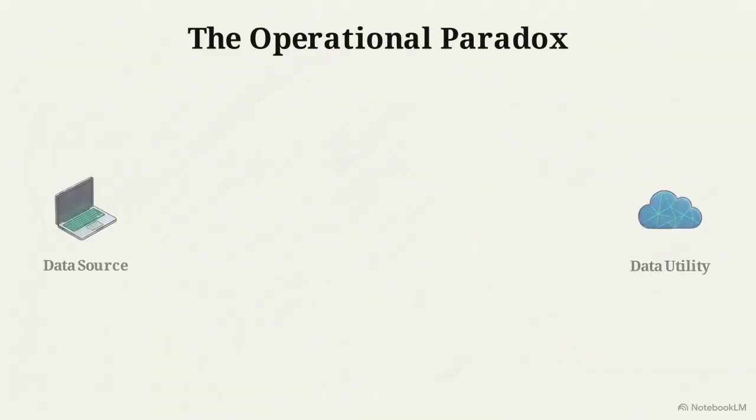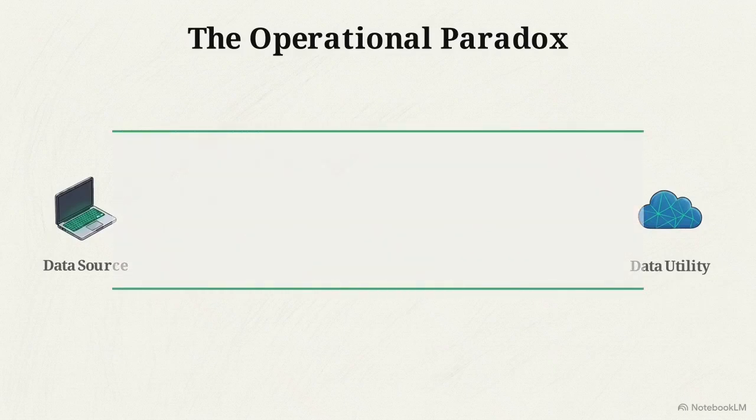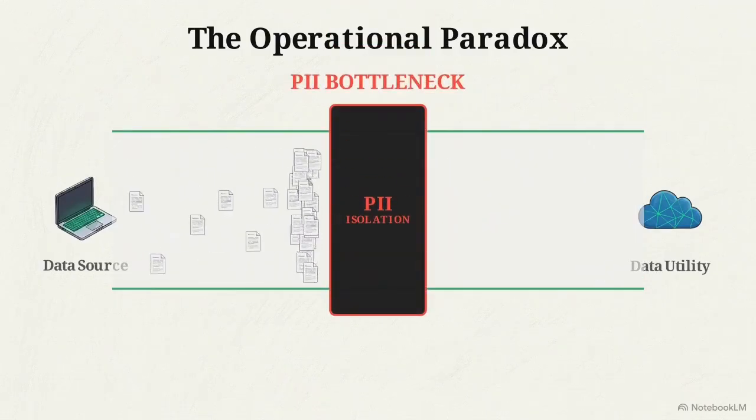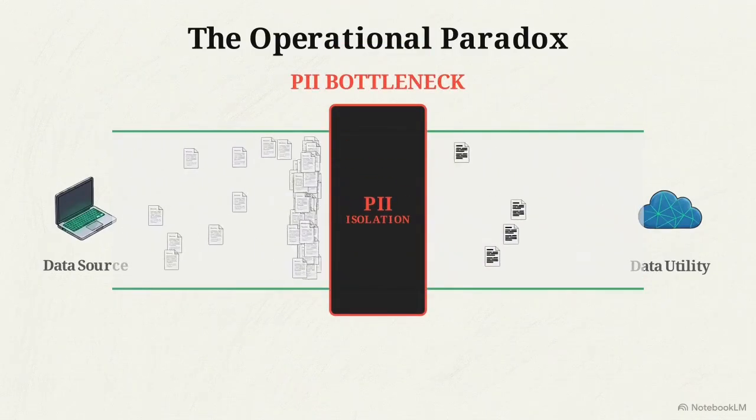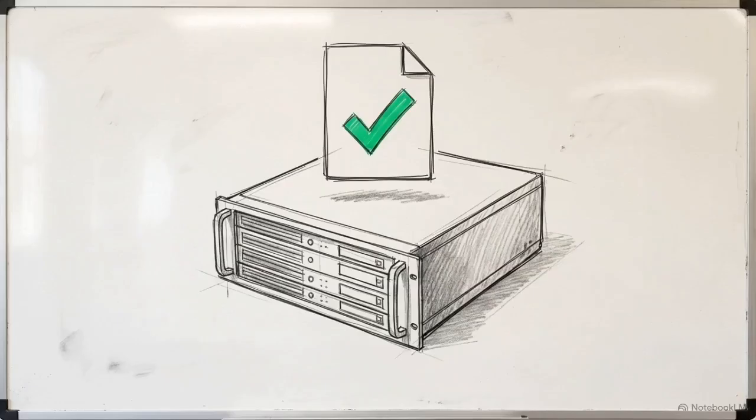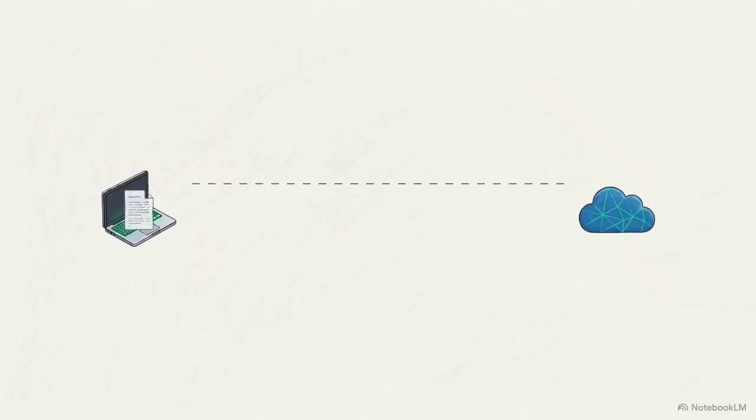Every day, data engineers face a strict operational paradox. They need to extract value from massive streams of unstructured data, but they must strictly isolate and scrub sensitive personally identifiable information, or PII. Current cloud-based large language models are highly accurate at redacting this sensitive data. The problem is that transmitting unmasked PII off-site introduces unacceptable latency and serious security risks.